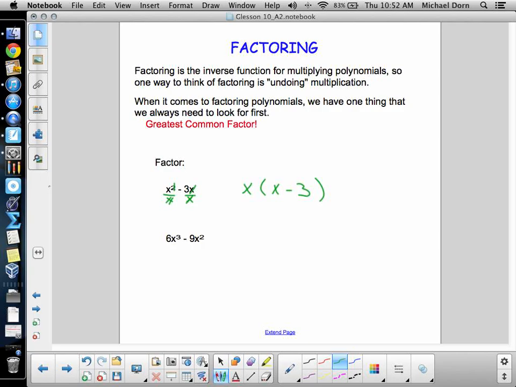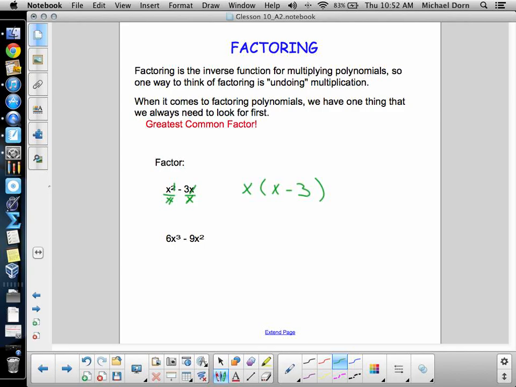And greatest common factor is usually easy to check because if I redistribute, I should wind up with what I started with. Now, I always get 1 or 2 people who factor it out and then go, oh, that's distributive property, and put it right back to where it started. Not so helpful. Because remember, the idea here is just to take it apart.